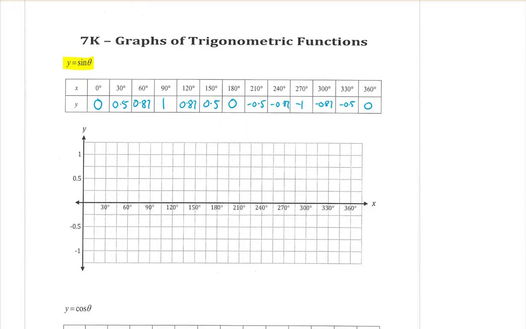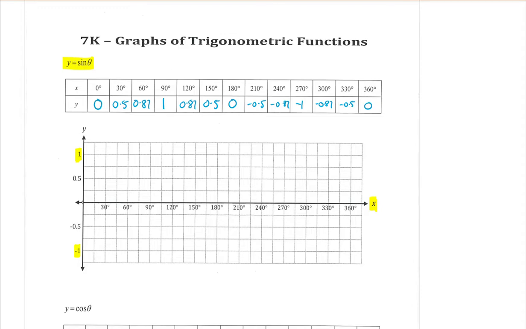So once we've got the table filled in, we want to use that to sketch the graph. The angles in degrees are on my x-axis, so down here, and you can see them all on there for you in increments of 30 degrees. And our y value, if you look through the y values, the biggest y value we have is 1, and the smallest is negative 1, which is why I don't need very high numbers here on my y-axis. So now I'm going to plot them.